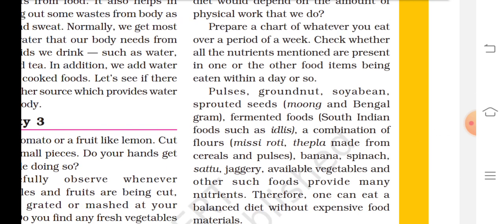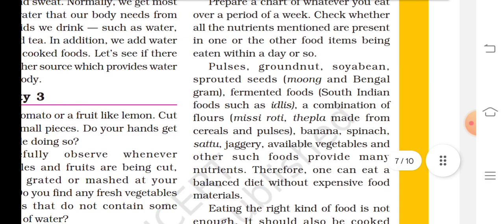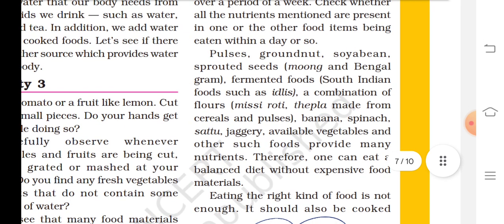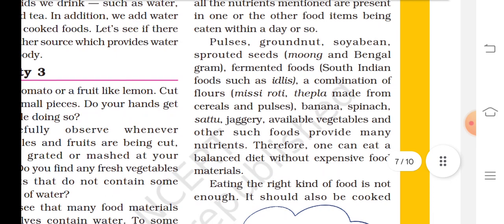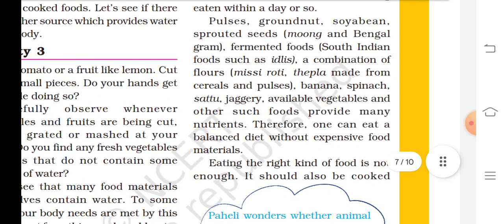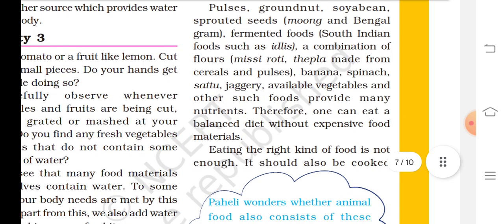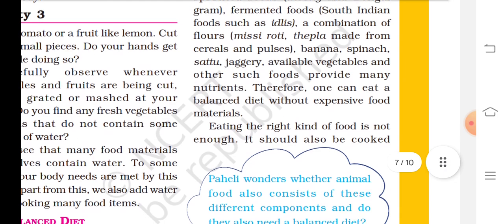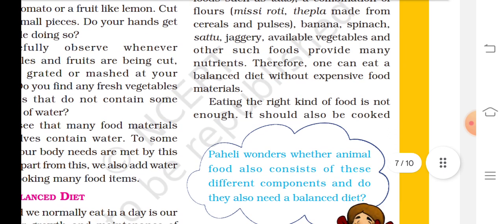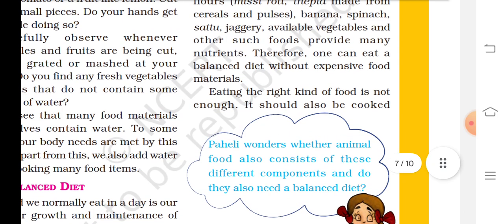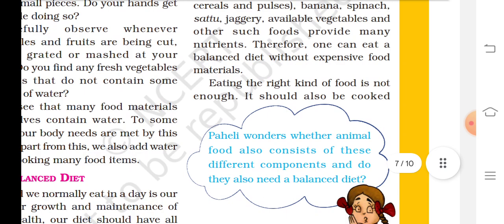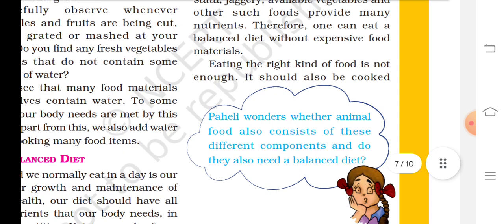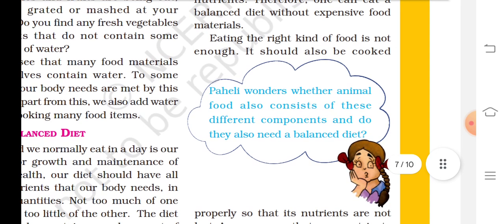Prepare a chart of whatever you eat over a period of a week. Check whether all the nutrients mentioned are present in one or the other food item being eaten within a day or so. Pulses, groundnut, soybean, sprouted seeds, moong and Bengal gram, flattened rice, South Indian food such as idli, combinations of flour, missi roti and items made from cereals and pulses, banana, sprouts, jaggery, available vegetables, and other such foods provide many nutrients. Therefore one can eat a balanced diet without expensive food material.